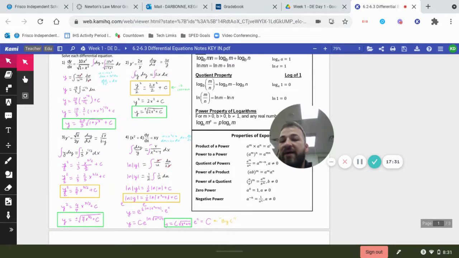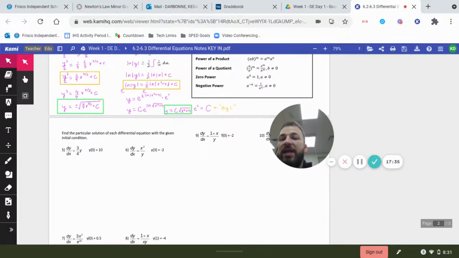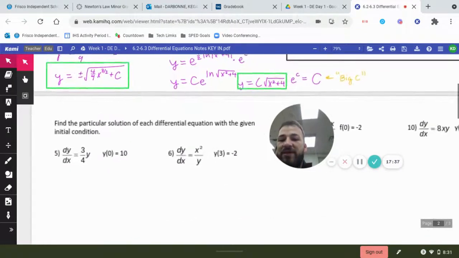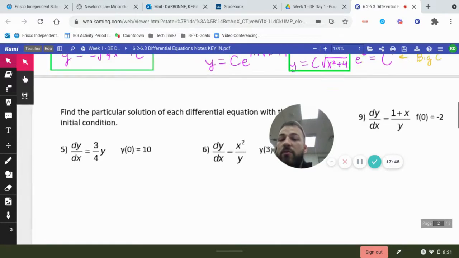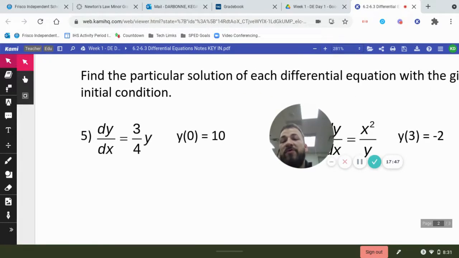Okay. So these are all what we call general solutions, because general solutions are where we finish it out and we just have C. A particular solution is when we plug in and actually solve for that value of C. So find the particular solution of each differential equation with the given initial condition. Okay, so on number 5, we have dy over dx is equal to 3/4 y.